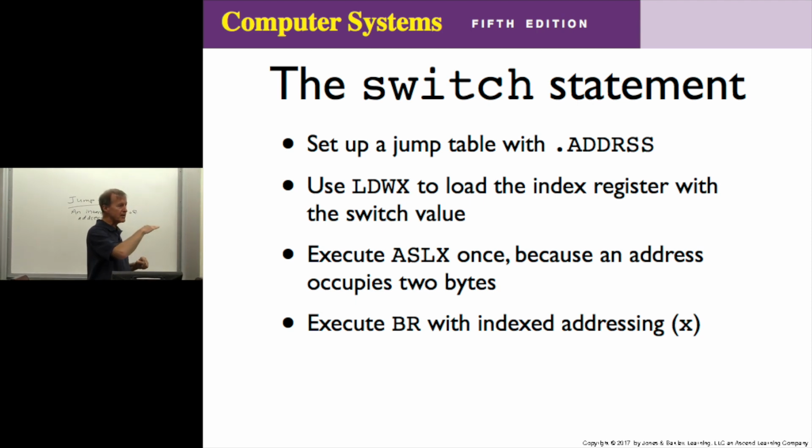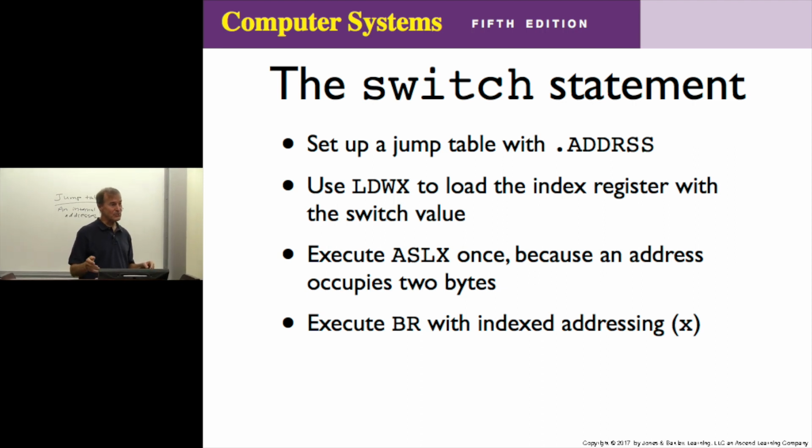And you'll have one .ADDRSS, one dot address, for each case that's in the switch statement. All right. And then we'll use load word index register to load the index register with the switch value. All right. And then we will execute ASLX once, because how big is an address? 2 bytes. So in a computer that had 4-byte addresses, we'd have to do ASL twice, right? Are you with me?